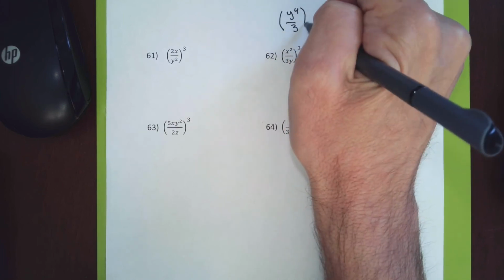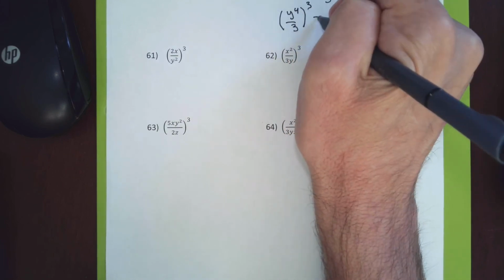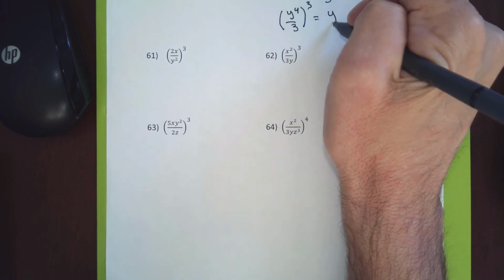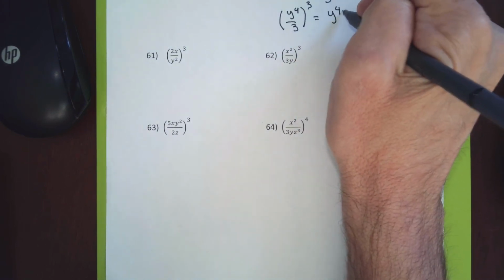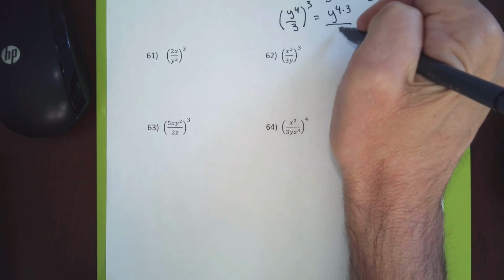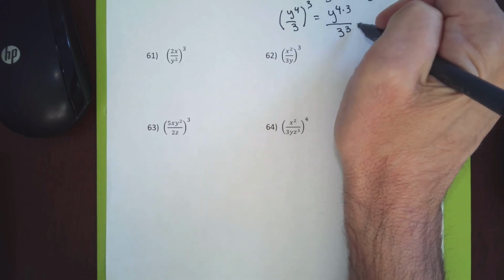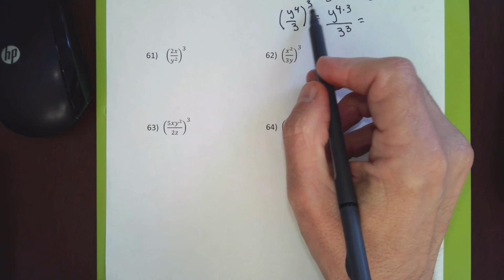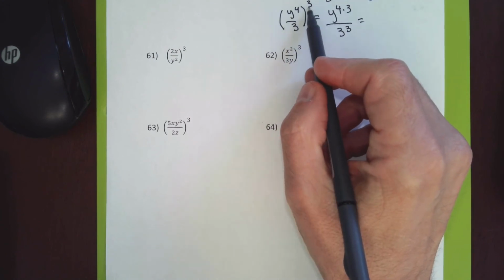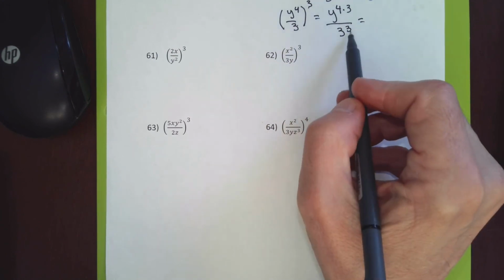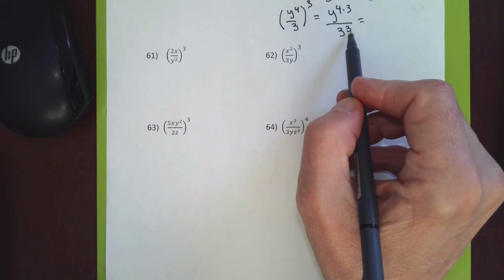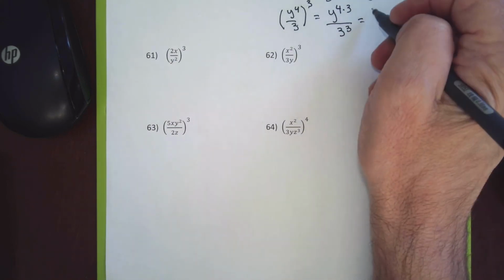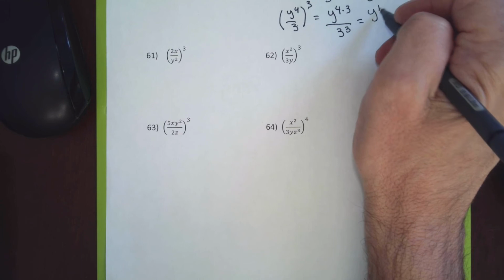If I was doing this problem in a parentheses that doesn't have any adding or subtracting, to clear the exponent outside the parentheses, I'd multiply the exponent by any number or letter that has an exponent, attach the exponent to any number or letter that has an implied exponent of 1. And this is going to give me y to the 12th over 3 cubed.